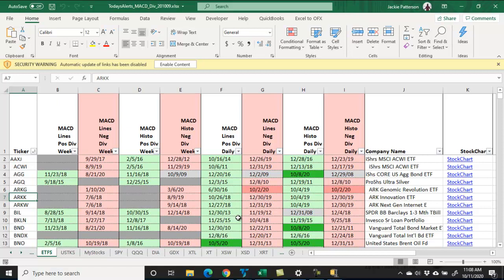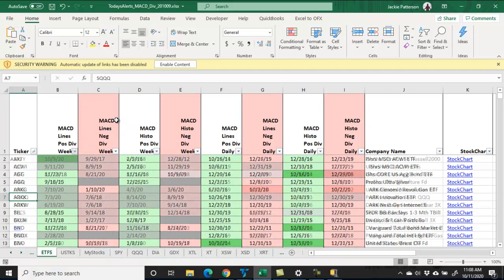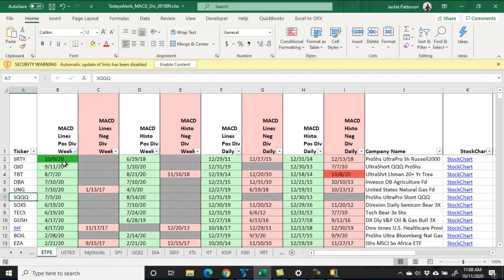The other interesting way to look at this sheet is to note that these little boxes with the triangle in them are for sorting. So if you want to see, say, what ETFs had the most recent weekly divergences, you can click on the triangle, sort newest to oldest, and it will put the most recent divergences up at the top along with their ticker and their name and a link to the stock charts.